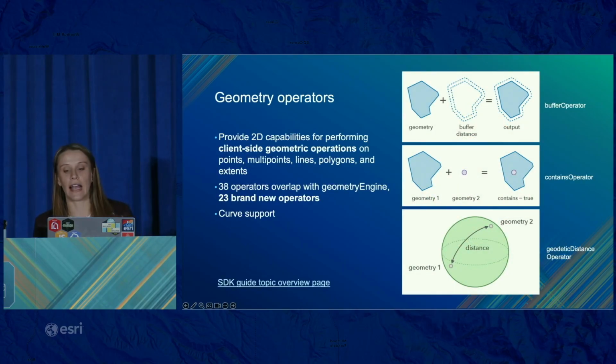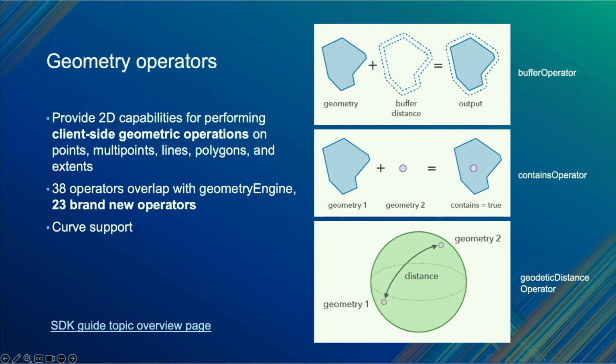Another important aspect of client-side analysis are the new geometry operators, which provide 2D capabilities for performing client-side geometric operations on points, multi-points, lines, polygons, and extents. The operators are officially out of beta at this version 4.32, and they provide functionality equivalent with the geometry engine, along with 23 brand new operators. They will eventually replace the geometry engine, and also the new operators support curves, which will lay the groundwork for later support of editing curves coming later this year.